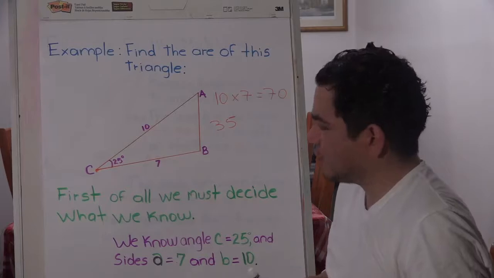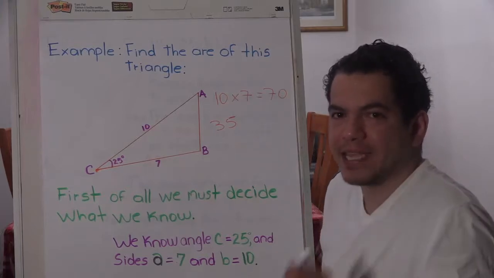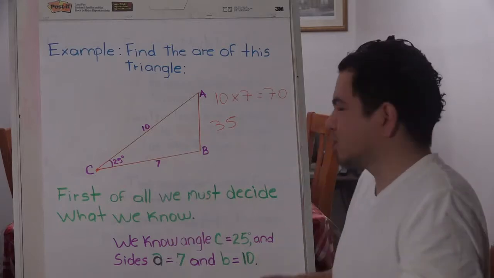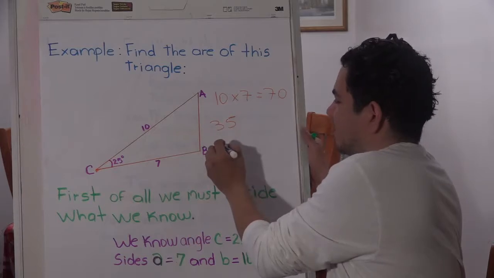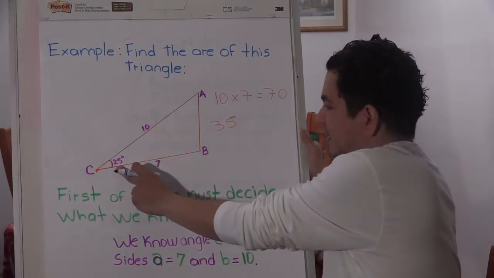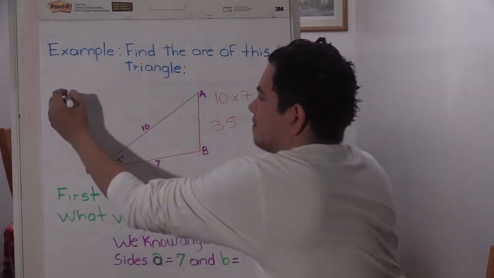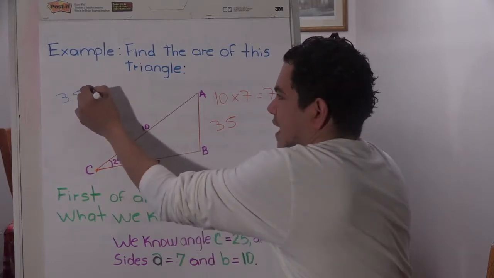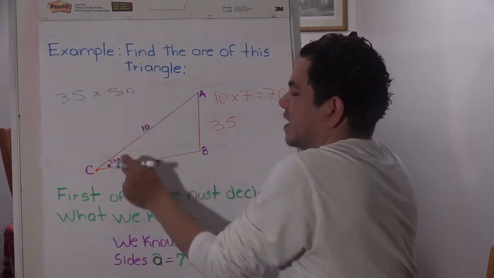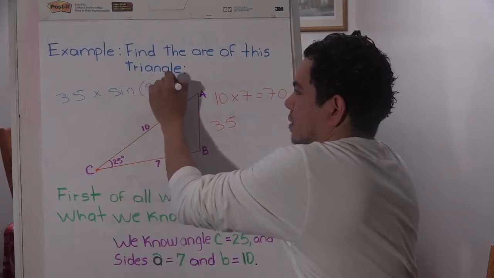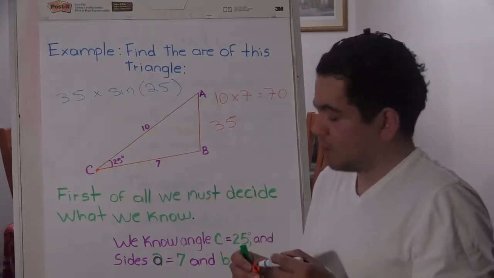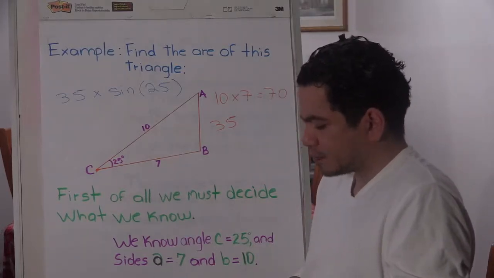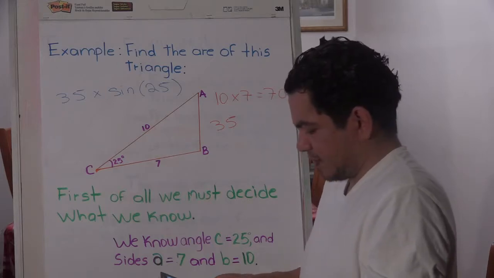Now, last but not least, we take the sine of the included angle. I am going to take the sine of 25, which is what I have right here. So in other words, I'm going to have 35, which is half of this product, times the sine of the included angle, 25. So let's see now, the sine of 25.